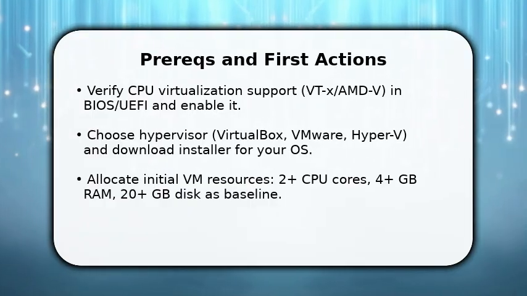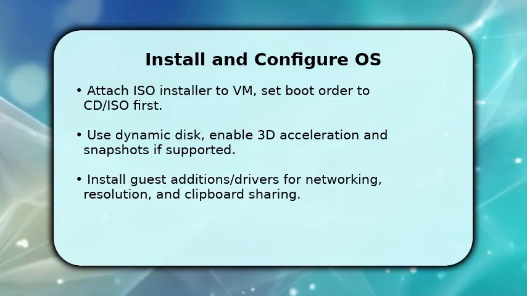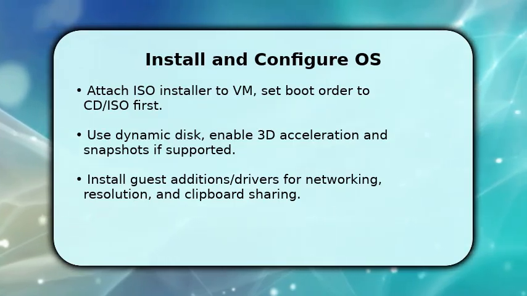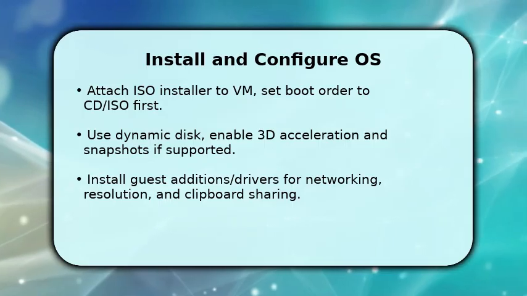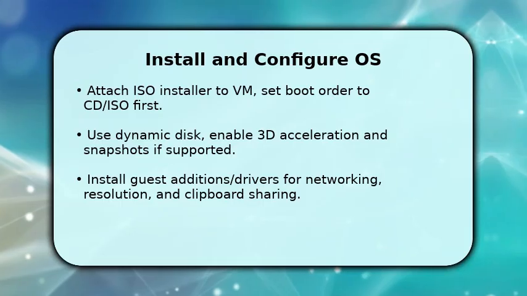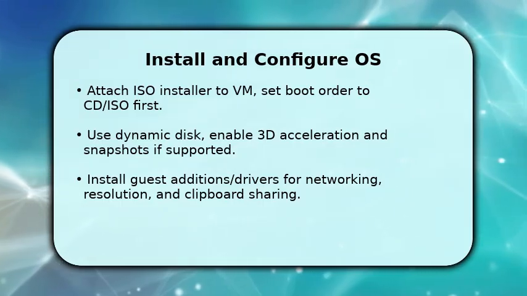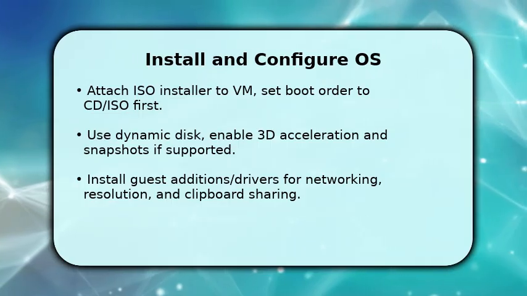You now boot the VM from the attached ISO and proceed through the guest OS installer as you would on physical hardware, choosing partitions and settings. Make sure to enable a dynamic or thin-provisioned virtual disk to save host space, and turn on features like 3D acceleration or nested virtualization only if needed.